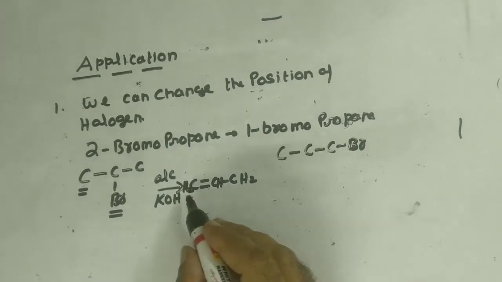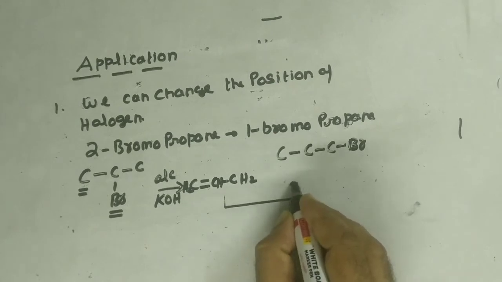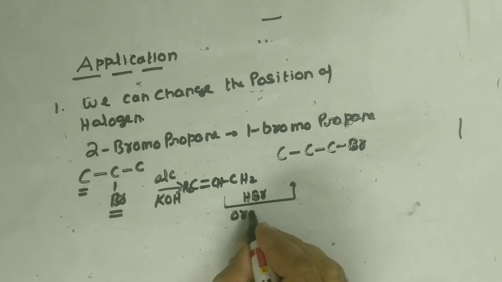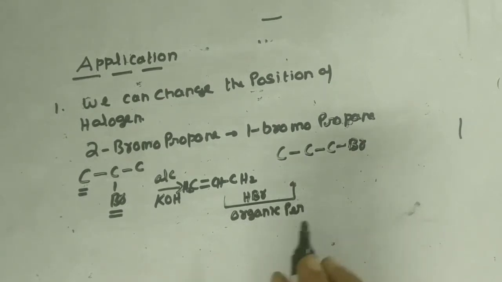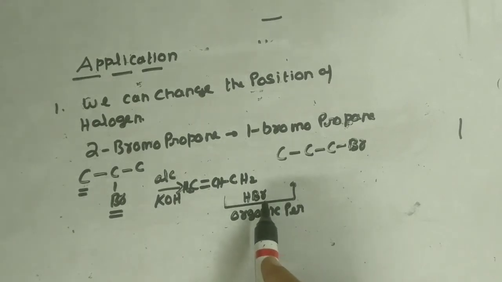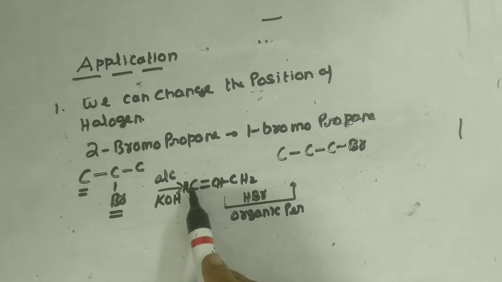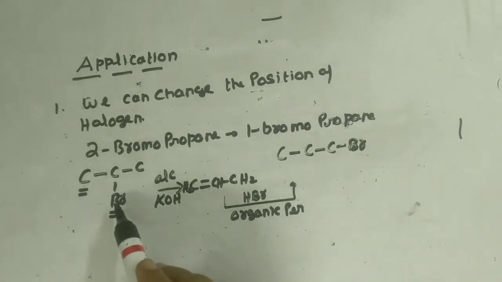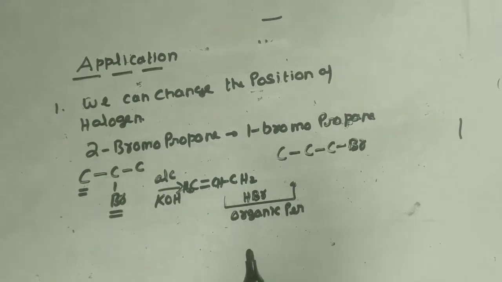Now you want to put Br at the first carbon. So what do you do? Use anti-Markovnikov. Do the addition reaction with HBr in the presence of organic peroxide. And you know the anti-Markovnikov rule, what will happen? The hydrogen is going to attach to the carbon with less hydrogen. So H will attach to this carbon and the Br will attach to the first carbon, and you will get 1-bromopropane. So we have removed halogen and put it at the first position by using the anti-Markovnikov rule.